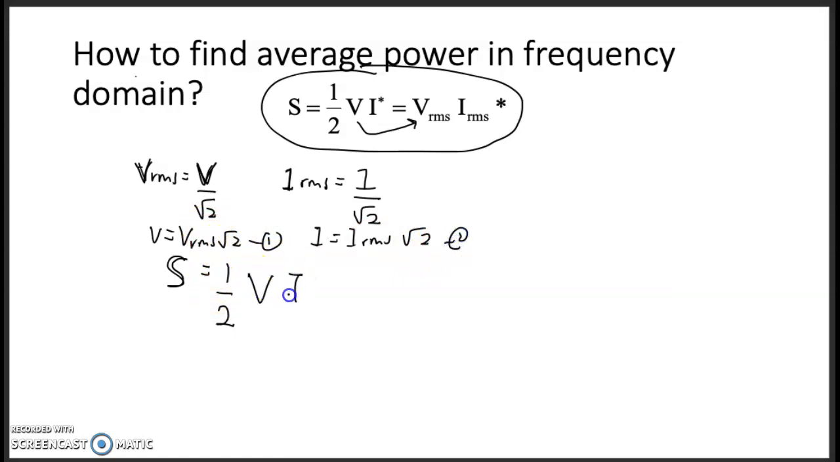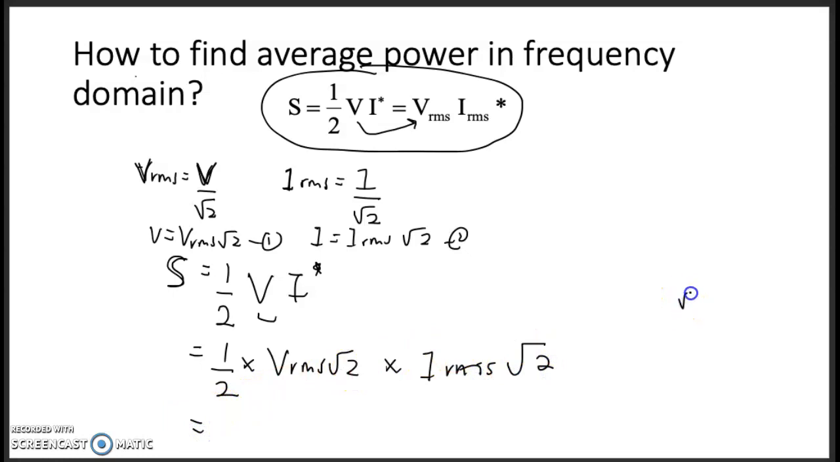So you know half V I conjugate. What is V? V from equation number 1 is V RMS square root 2, multiplied by I RMS square root 2. Now square root 2 multiplied by square root 2 means you're going to cancel the square root. So it becomes 2. Then 2 divided by 2 will be 1, right? So finally you can get this one inside the conjugate: V RMS I RMS conjugate. This is the equation for the complex number.